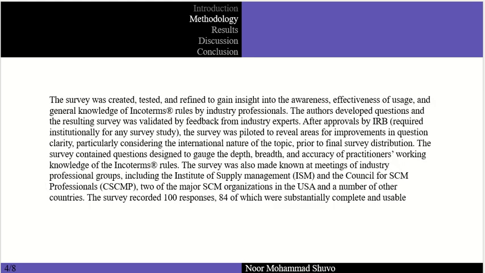Now, coming to the methodology. This whole article was done by a survey which was created, tested, and refined to gain insight into the awareness, effectiveness of usage, and general knowledge of Incoterms rules by industry professionals. Among the 100 surveys which were recorded, 84 were substantially completed, and it was approved by the IRB, which is required institutionally for any survey study. The survey was piloted to reveal areas of improvement in question clarity, particularly considering the international nature of the topic, prior to final survey distribution.